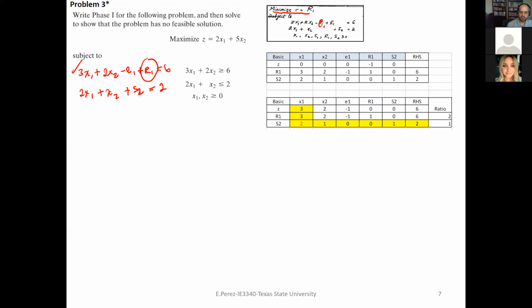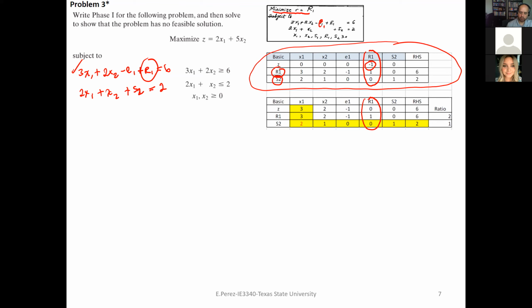So when you set this up into the tableau, again, we need to make sure that our tableau is consistent. R1 is a basic variable, S2 is a basic variable. So we need to make sure that this coefficient is equal to 0. So the first elementary row operation is for R1, to make R1 equal to 0. That's what we did here. So R1 is 0, 1, 0 now. And at this point, we can implement the simplex method to solve phase one.